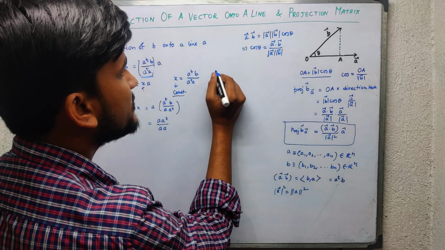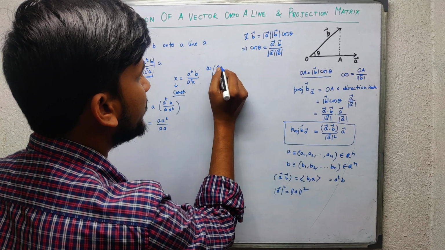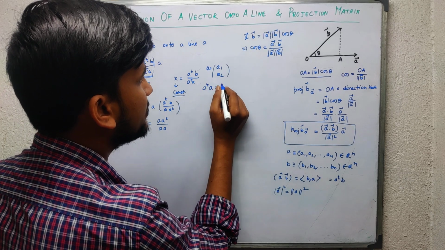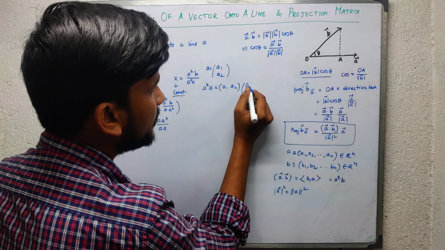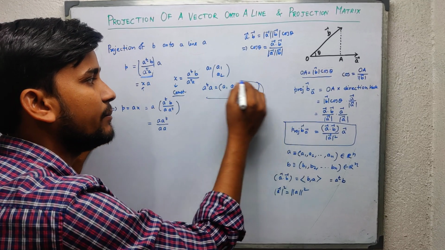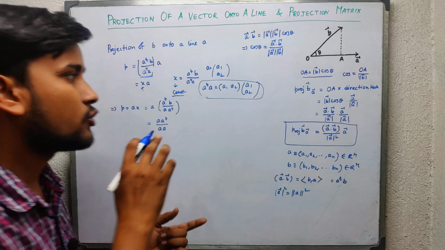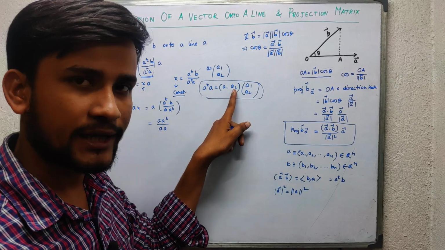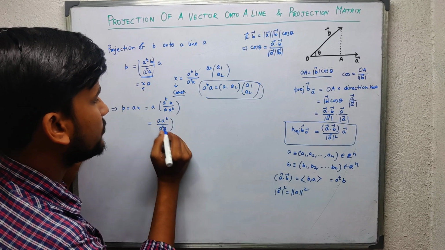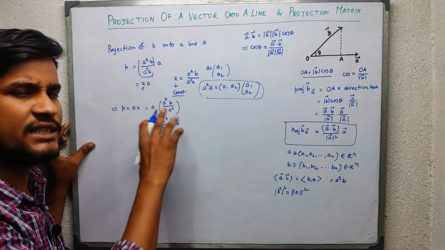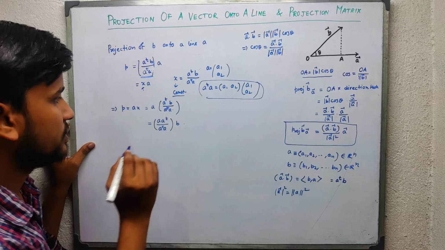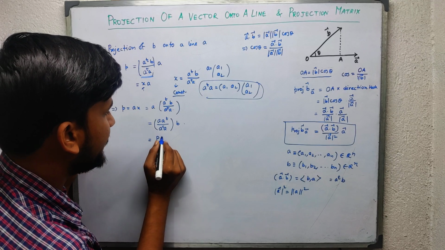A transpose A means what? A is a column vector. Suppose A equals A1 A2. Then A transpose A is equal to A1 A2 into A1 A2. Only when we write it this way is the multiplication possible in vector space. So this is equal to A A transpose into B vector, because A transpose A is just a scalar quantity. So this is equal to P into B.